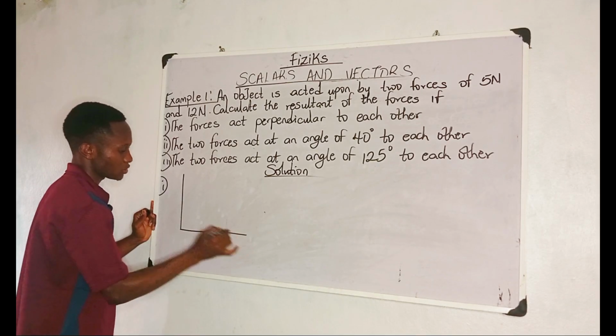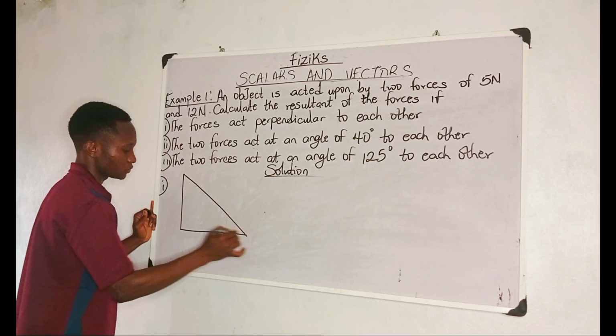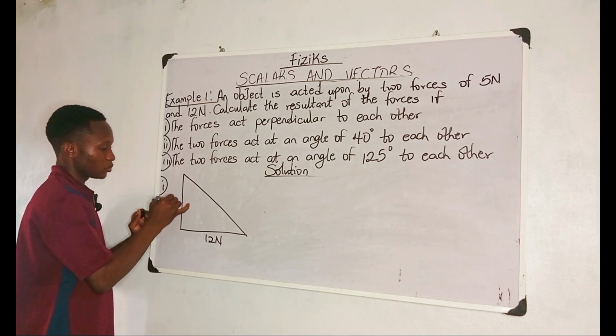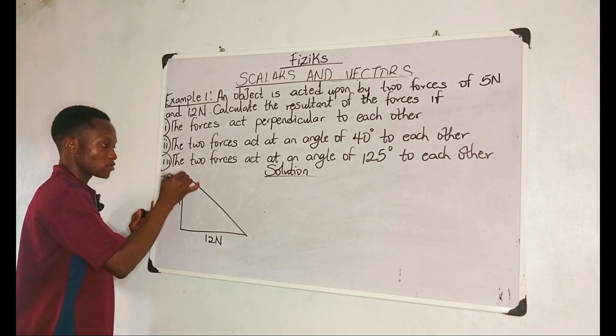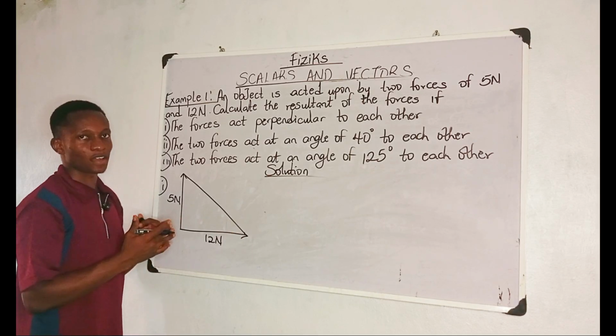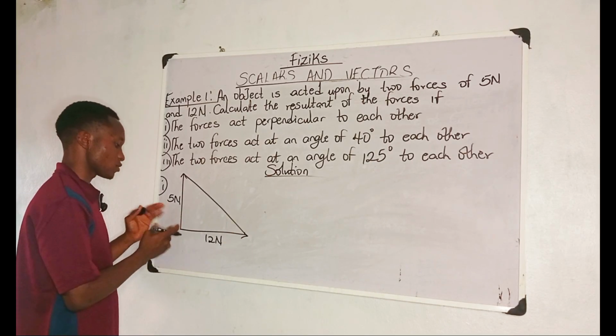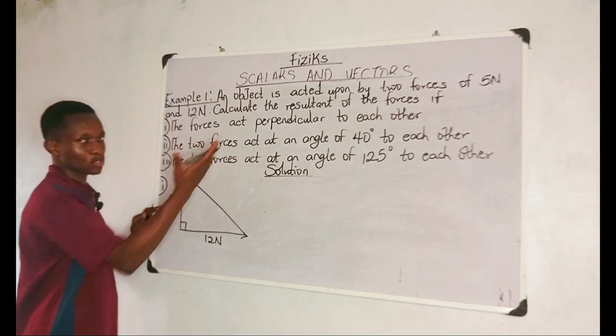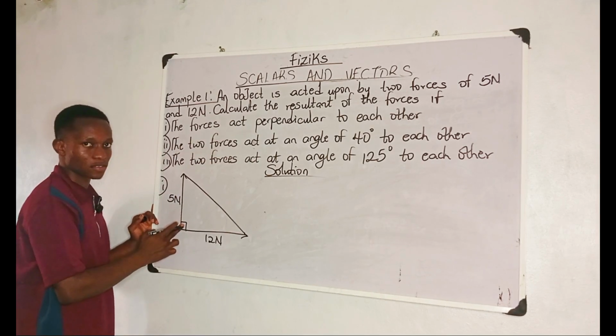So here we have this. I can draw this, and I'll have this. Here I'll have 12 Newton, and here I'll place 5 Newton. Remember to add your arrows. That is actually what makes it vectors. So I will put angle 90 between them. They're acting at an angle of 90 degrees to each other.